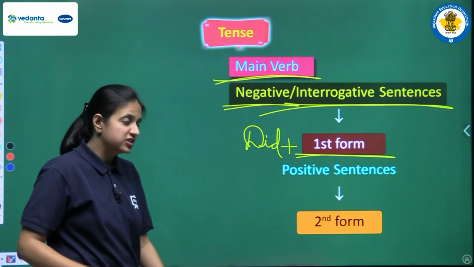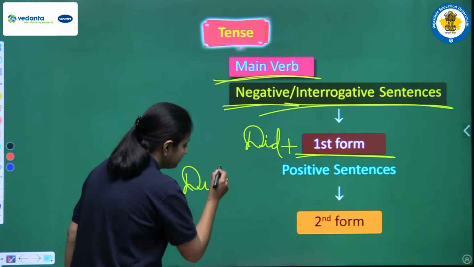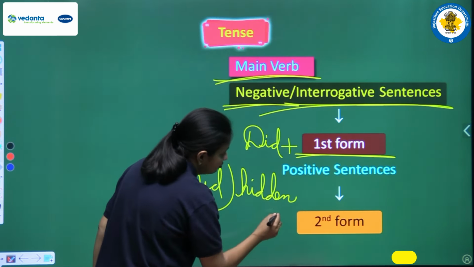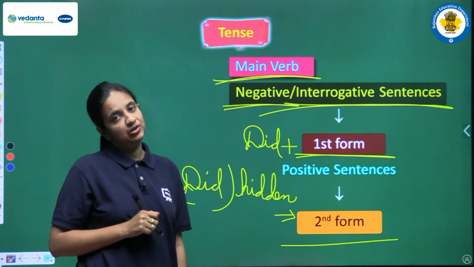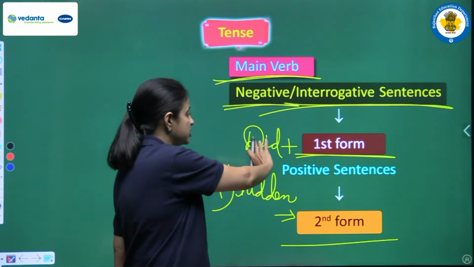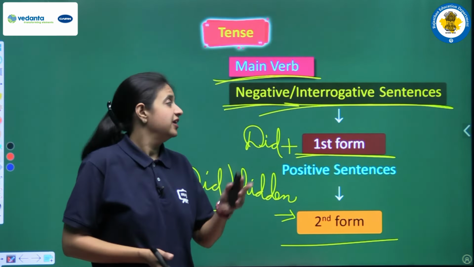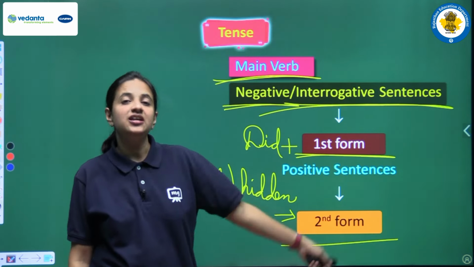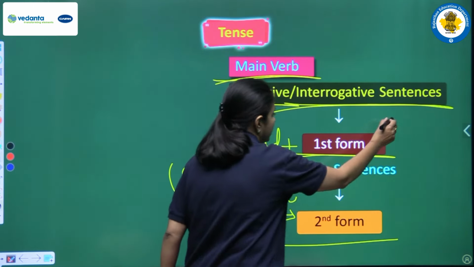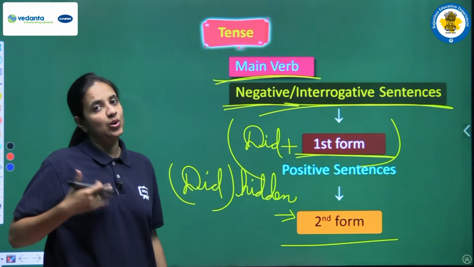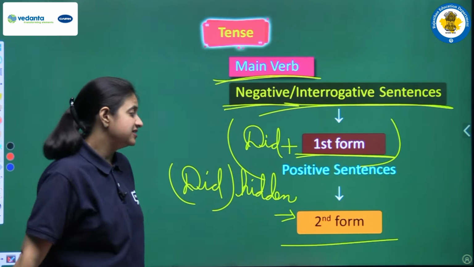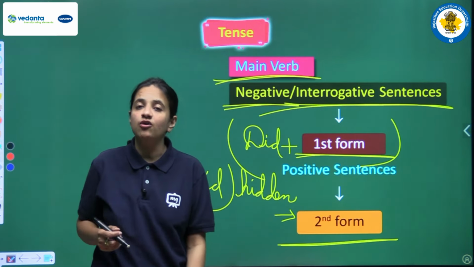But if our sentence is positive, it means did is in hidden form. So at that time we have to use the second form of the verb. This is something very important, and yes, you have to learn all these rules. It's very simple: if you are using did, then you have to use the first form of the main verb. But if you are not using did, why? Because the sentence is a positive one, so did would be hidden. So if did is not there in the sentence, then you have to use the second form of the verb.